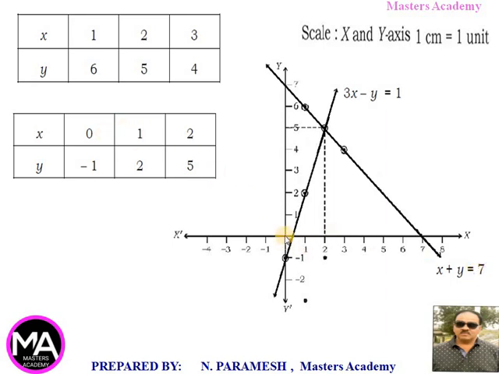Second one, x is equal to 0, y is equal to minus 1. X is equal to 1, y is equal to 2. X is equal to 2, y is equal to 5. Join the 3 points, that is 3x minus y is equal to 1. Those two lines intersect at the point x is equal to 2 and y is equal to 5. Therefore, x is equal to 2 and y is equal to 5 is the solution.